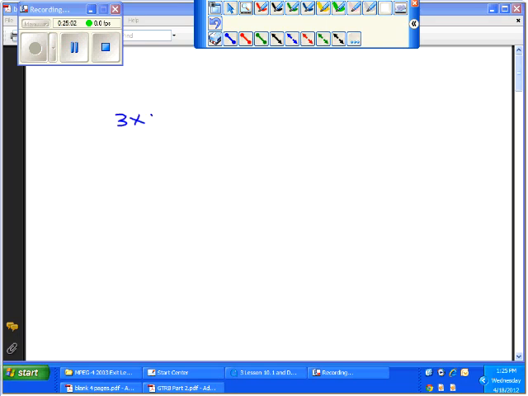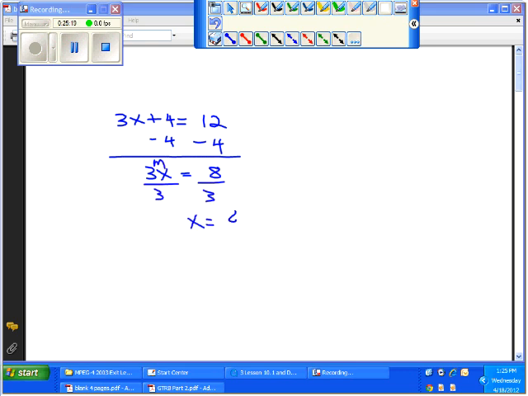Let's say that we had 3x plus 4 is equal to 12. If I wanted to solve, I would undo addition by subtraction. We did it to both sides. That's what I'm wanting you to visualize. And we would get 8, and then we would undo multiplication by division, and we would get x is equal to 8/3. Now, we can do anything we want to do as long as we do it to both sides.